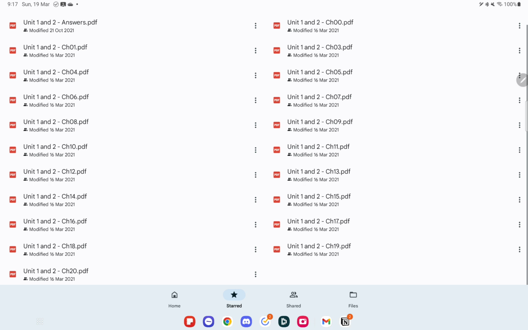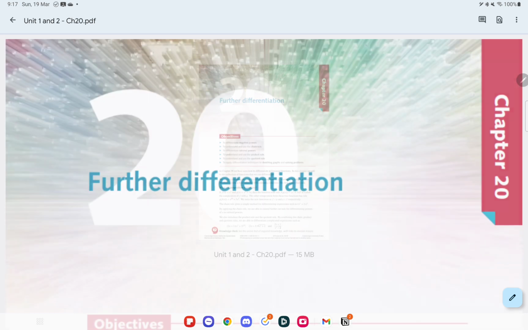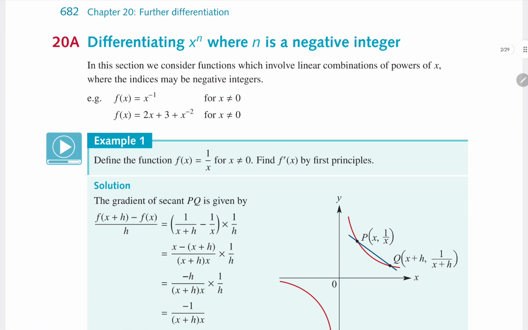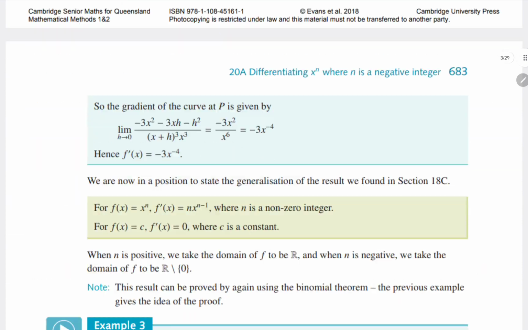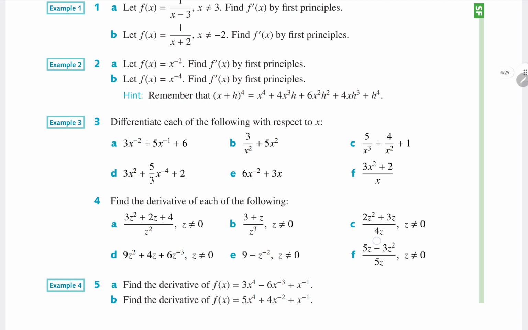Okay, now moving on. Chapter 20 is the last one. Oh yeah, I skipped chapter 19, that's right. Chapter 19 is all the application questions, so we'll learn that later. We'll learn these rules first. Technically the last chapter that you're supposed to learn, but it's better to teach this one first.